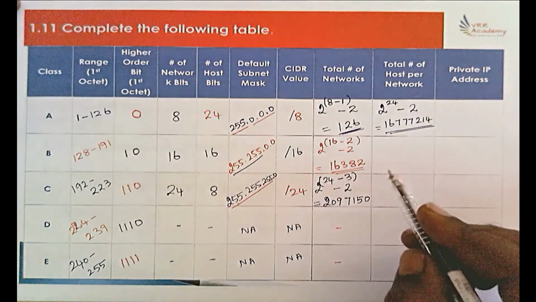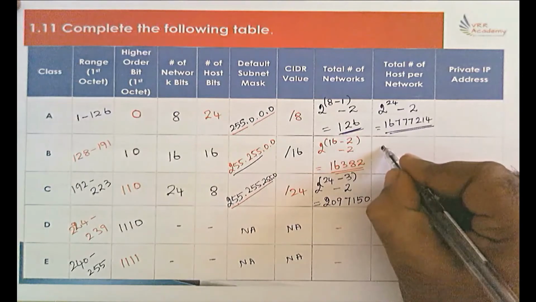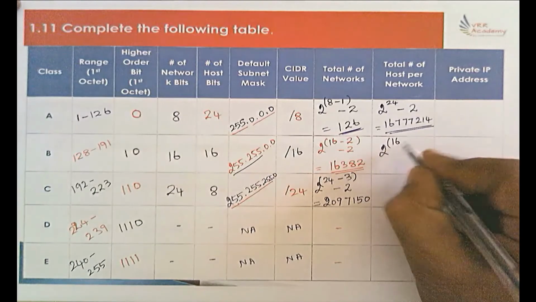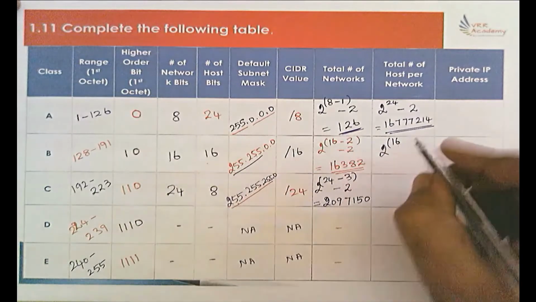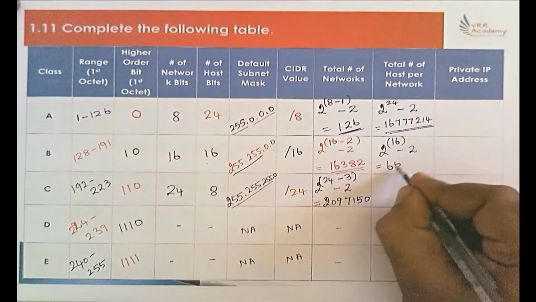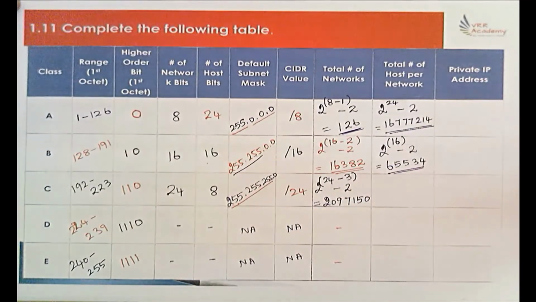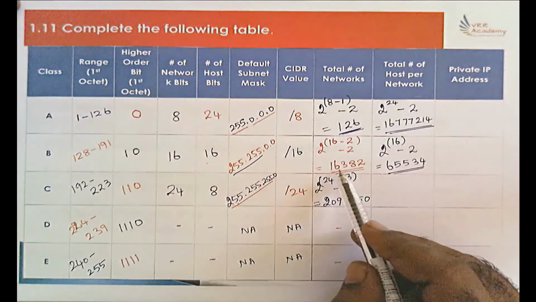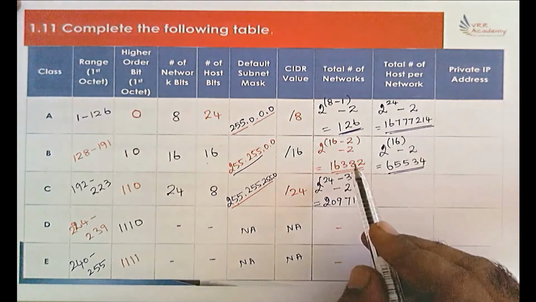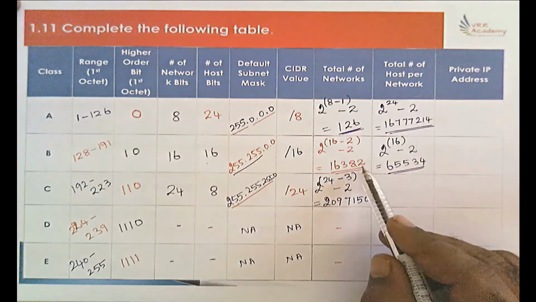Now moving on to the next one, class B. I am taking the same formula: 2 to the power of 16, because 16 bits are available for the host. So 2 to the power of 16 minus 2. If you simplify that, you will get 65,534. So class B address provides us 16,382 networks, and in each network you can connect 65,534 hosts. That is the meaning.